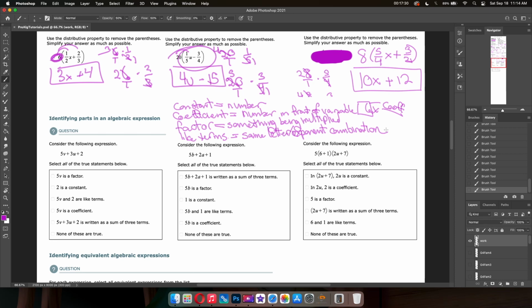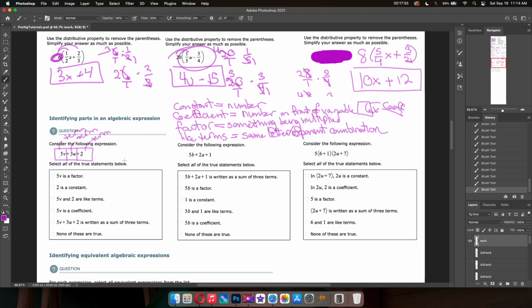All right, so let's talk about terms for a second. If I look and zoom in at this particular problem, you'll see that there's 3 distinct pieces of information, the 5v, the 3u, and the 2. Each of those is considered a term. So that's a term, that's a term, and that's a term. That's what we're looking for here. That's how you break things down.